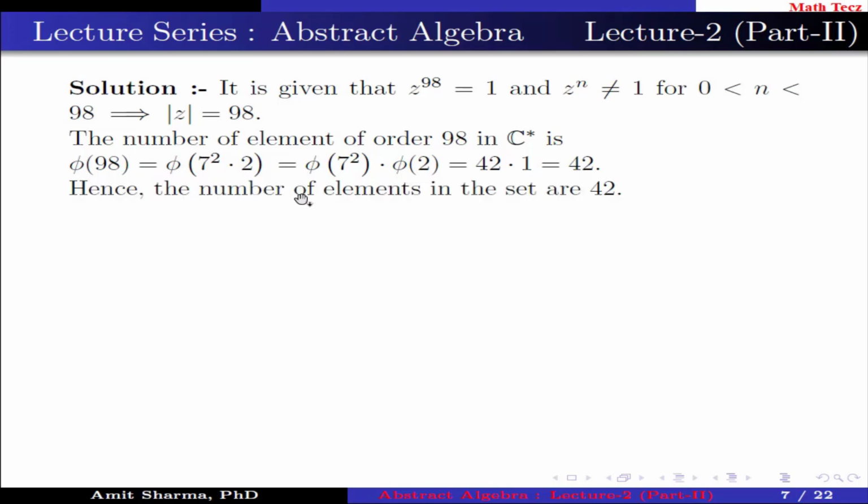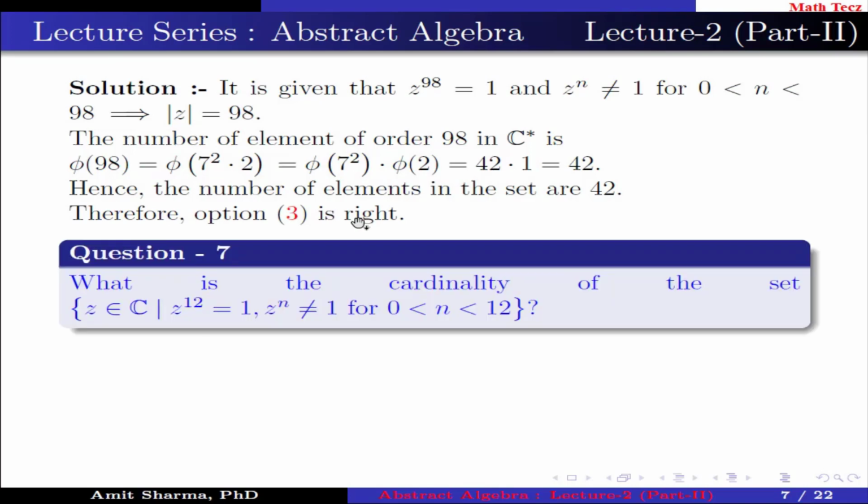Hence, the number of elements in the set are 42. Therefore, option 3 is right. Question number 7. What is the cardinality of the set Z belongs to complex number such that Z raised to the power 12 equal to 1, Z raised to the power n not equal to 1 for 0 less than n less than 12?